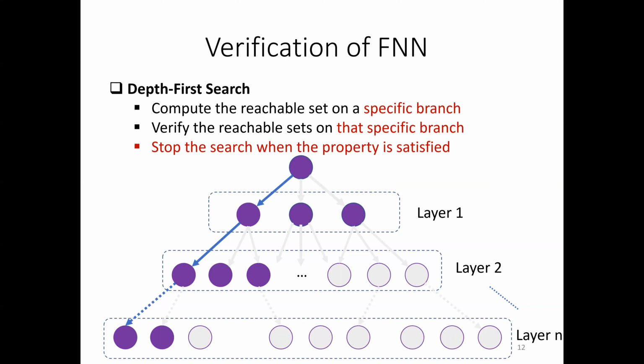But if it's unsat, you need to explore the rest of the other branches. So you pick one polyhedron of the last layer you computed, and if it does not intersect with the property P, then you go to the next polyhedron, okay? And if this polyhedron also does not reach the property P, what are you going to do? You're going to go back one level.